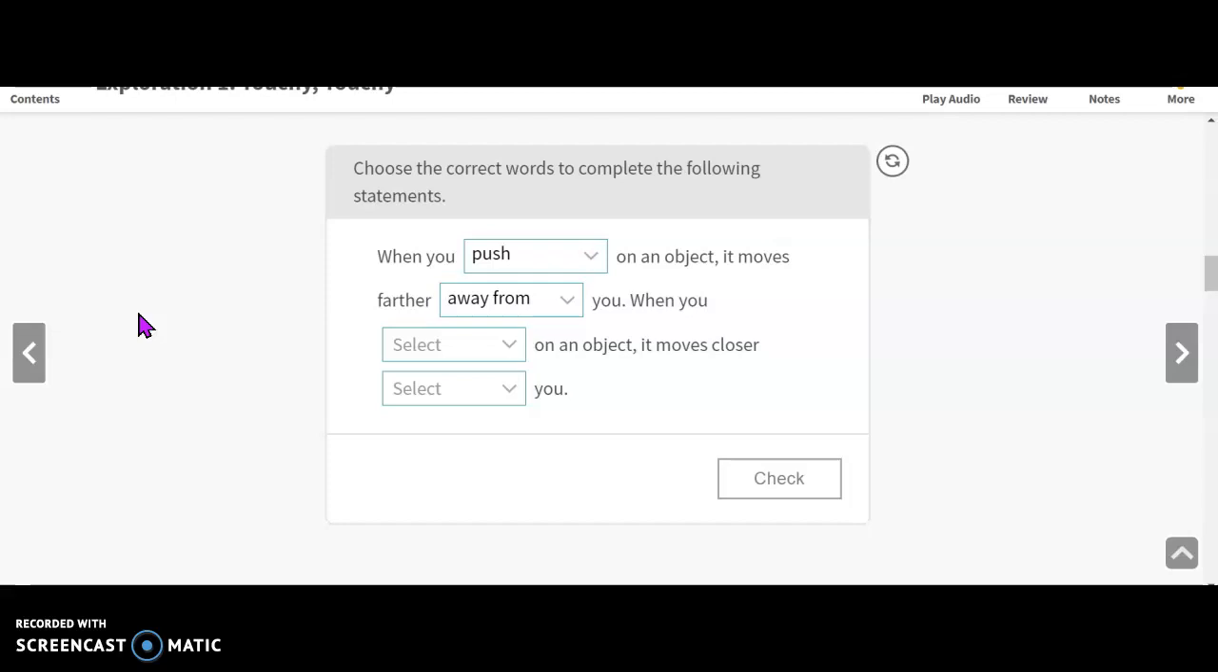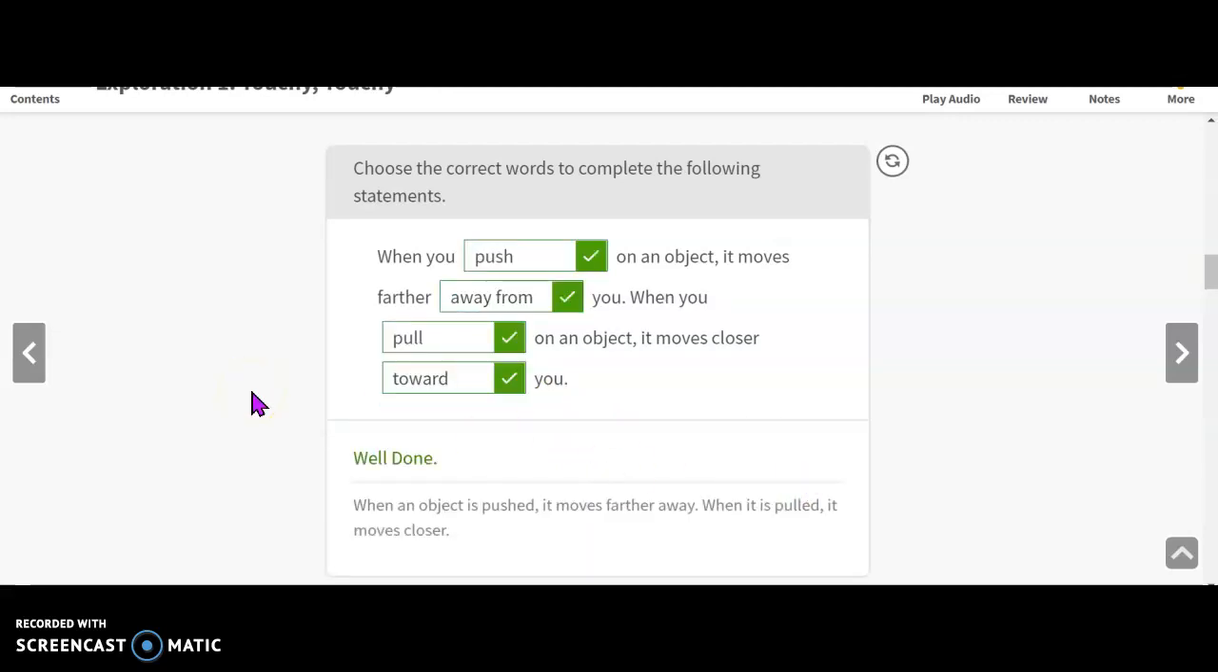When you blank on an object, it moves closer, blank you. Well, I know this one's going to make sense toward me, closer toward you. But how do I get it to do that? Do I push or pull? I pull. Let's check our work. When an object is pushed, it moves farther away. When it's pulled, it moves closer.